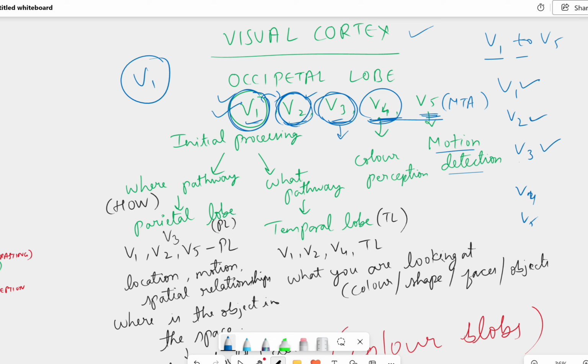V3 will help when an object is moving. You will be able to identify the shape of the object. Such things happen in V3. V4 is mainly for color perception. V5 is mainly for motion detection, like what is the direction the object is moving in and at what speed it is moving. All that will be analyzed in V5. Clear?